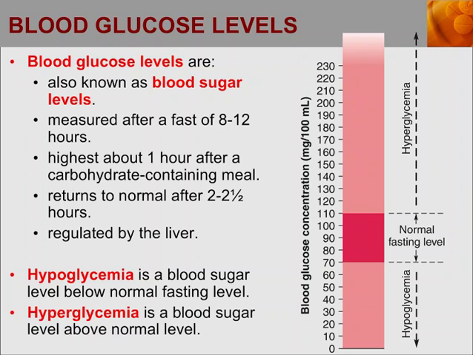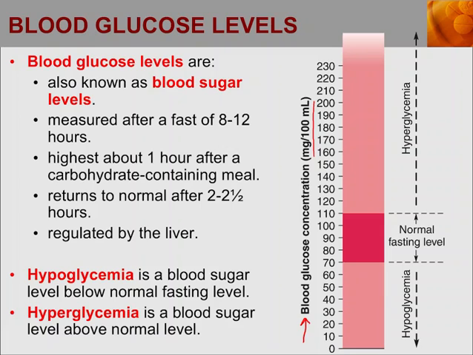So blood glucose levels are highest about 1 hour after a carbohydrate-containing meal, and then it returns to normal after 2 to 2.5 hours. Now, these glucose levels are regulated by the liver, but we've also talked about previously how the protein insulin helps regulate glucose metabolism. So off to the right, you can see a chart for blood glucose concentration. And this is measured in milligrams for every 100 milliliters. So it's a small amount, but depending on how much is in your blood, that can make a huge difference.